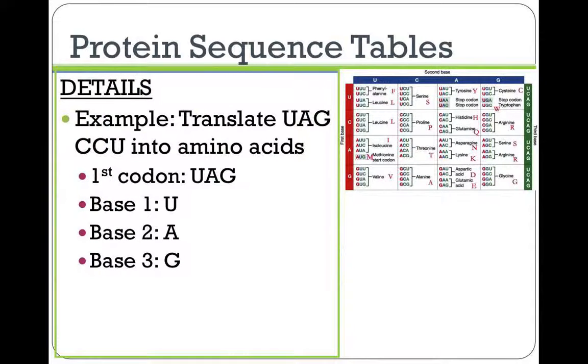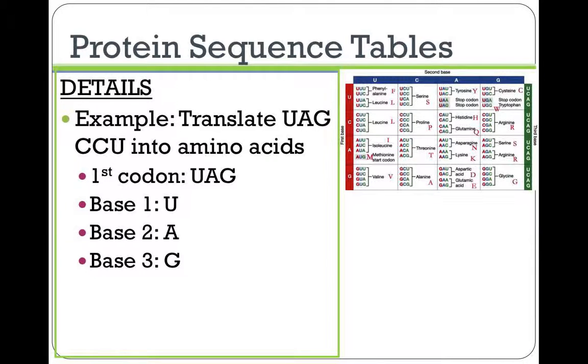So let's do one more together. We're going to translate the codon UAGCCU into amino acids. Those are actually 2 codons. So the first codon is UAG. The first base is U, the second base is A, and the third base is G. So just so you are aware, at the end of your packet for this week, that very last page, you have a full-page protein sequence table that you can use to make this easier for you. You can rip it out if you'd like.